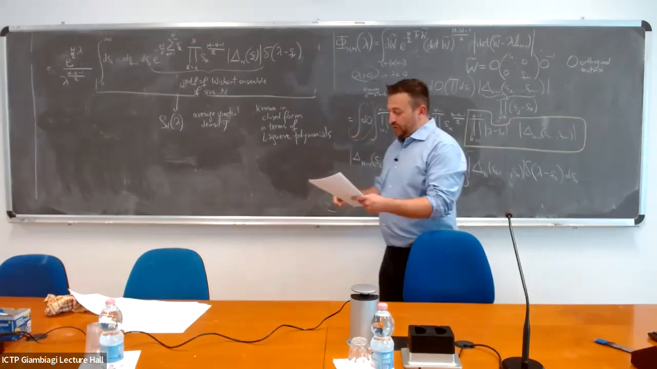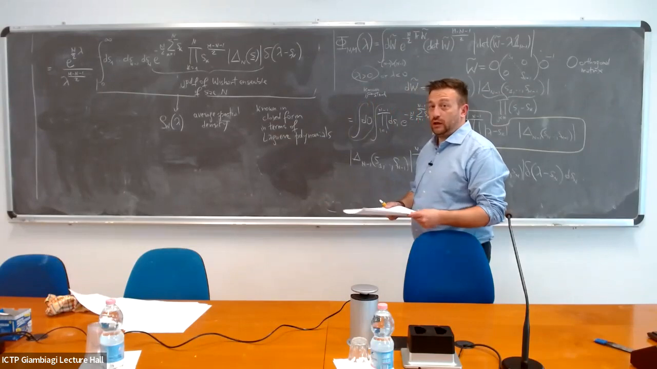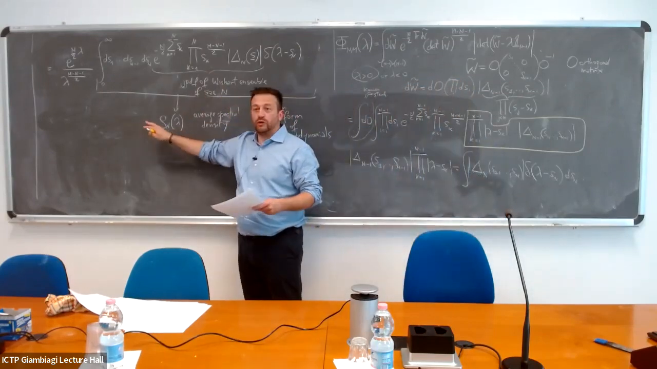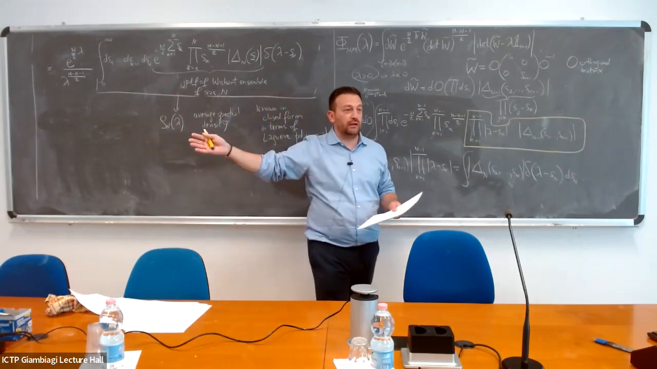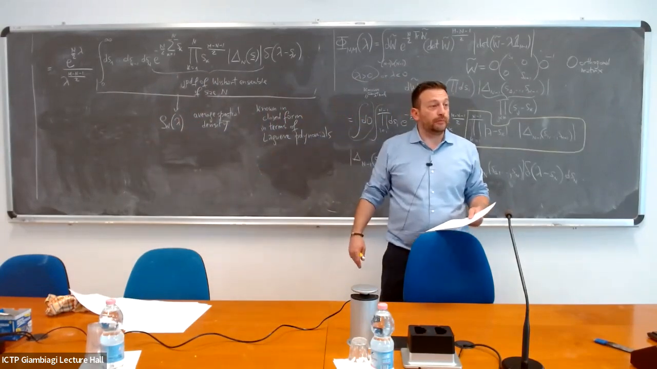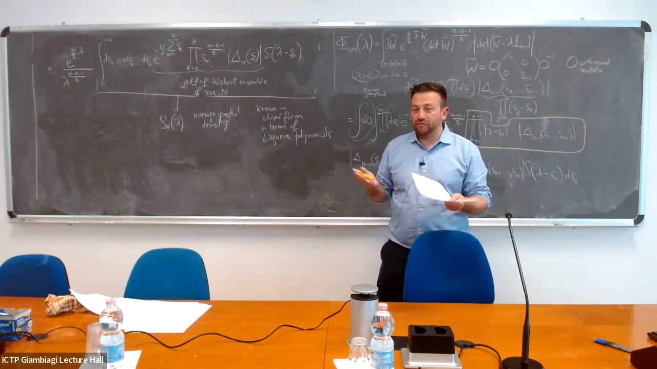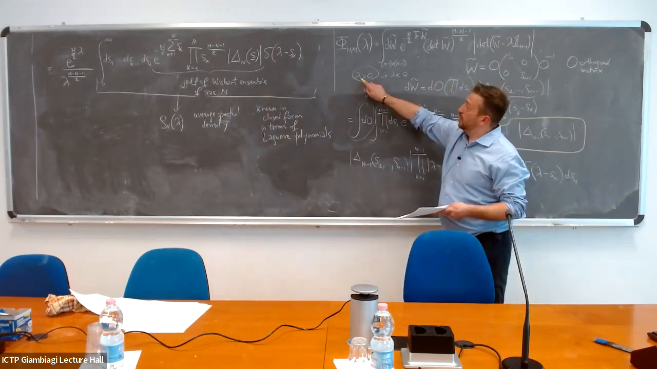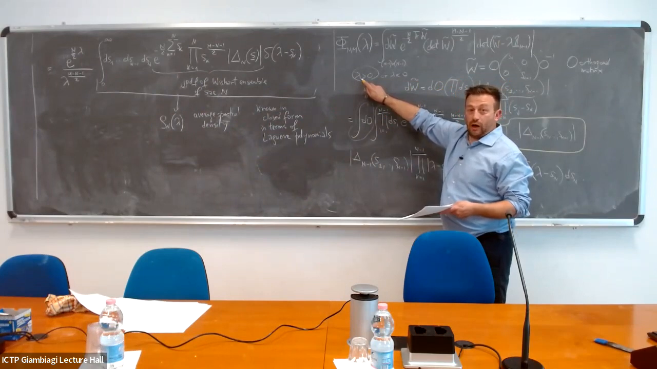So I give a reference to this in the handout as well. Everything now is written in terms of quantities that either are known or can be easily computed. The problem effectively is solved. Remember that it had to start with this lambda larger than zero hypothesis.